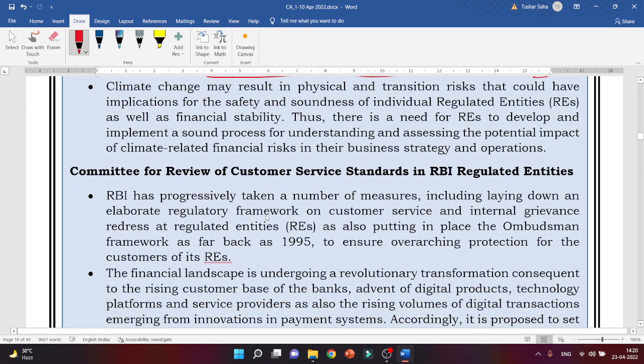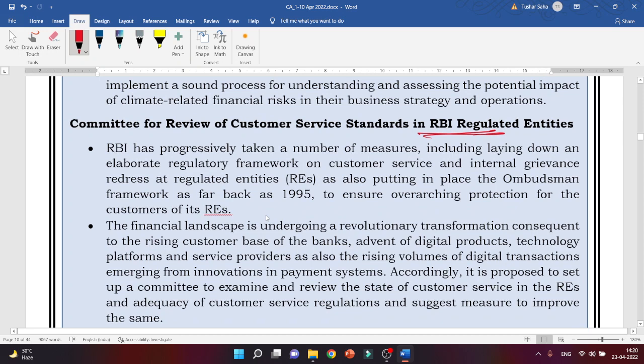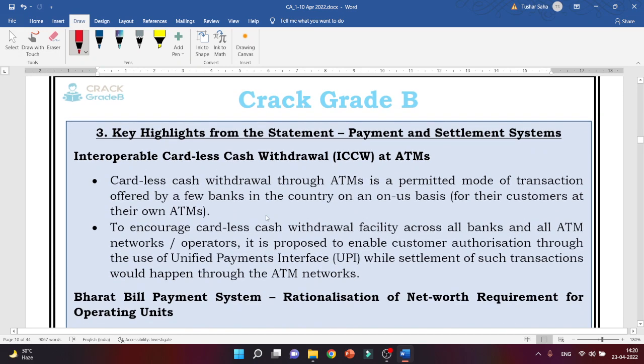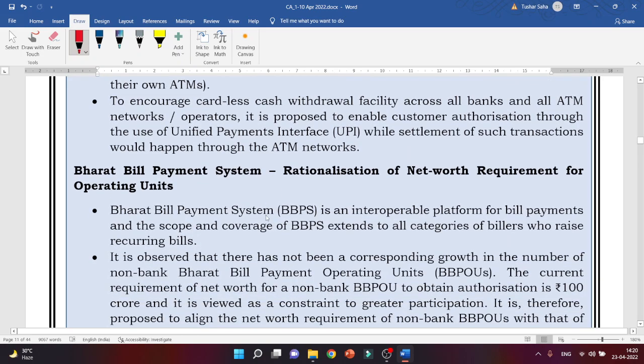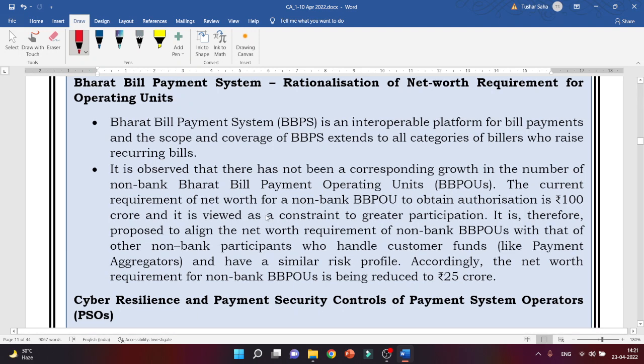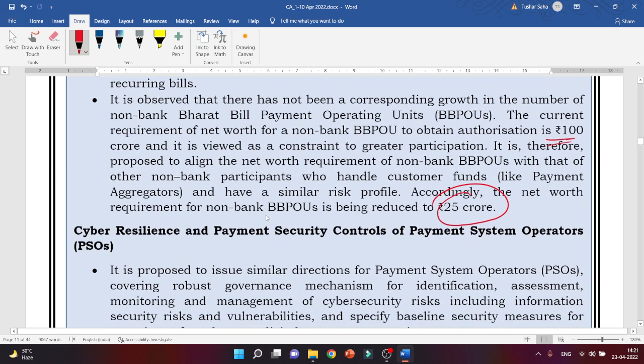Then, Committee for Review of Customer Service Standards in the RBI regulated entities, right? RBI regulated means whosoever is the entity regulated by RBI, there is a committee so that the customer service standard can be raised. So there is a review committee, right? Then payment and settlement system. So again, cashless withdrawal, which we have already seen that RBI is coming up with. Then Bharat Bill Payment. So the amount required to set up has been changed there, right? Initially it was 100 crore and now the requirement is 25 crore, right?